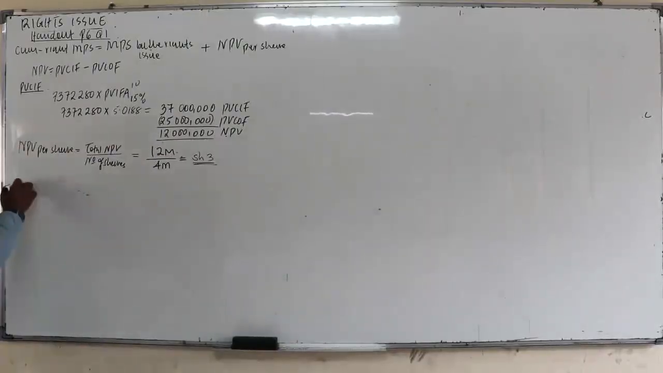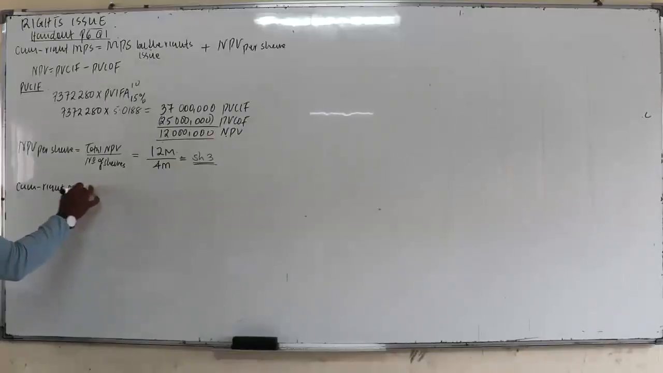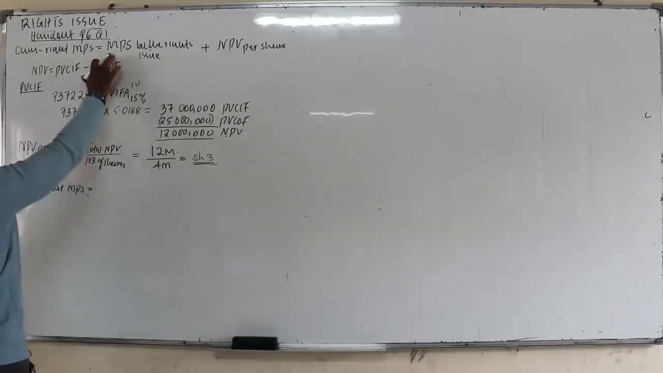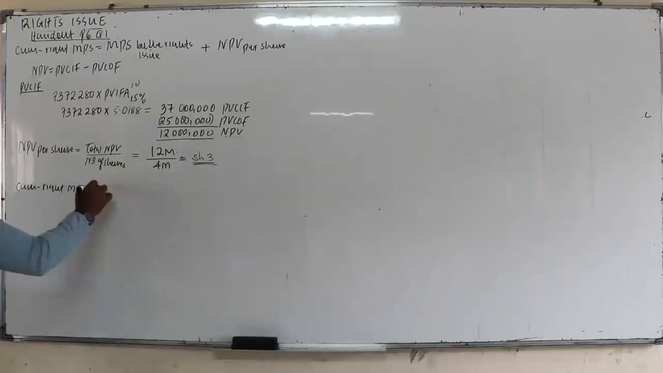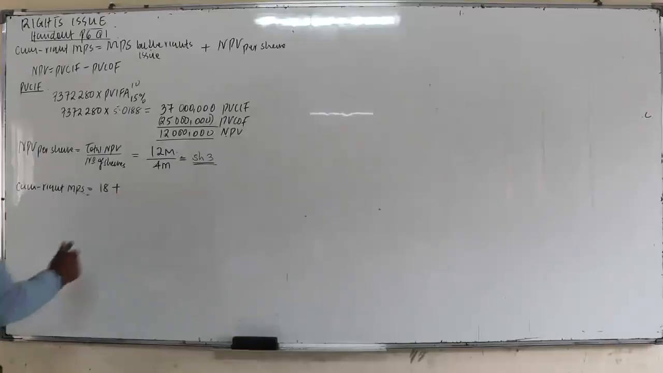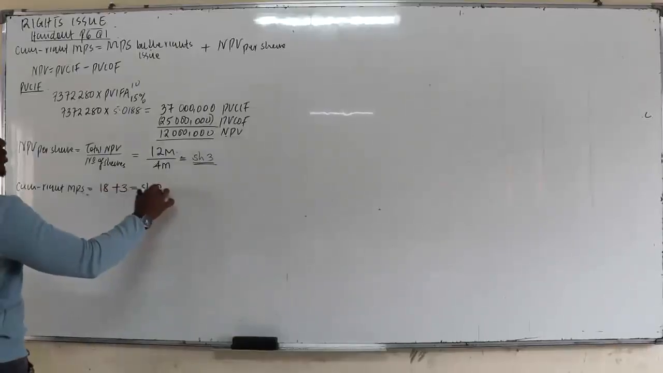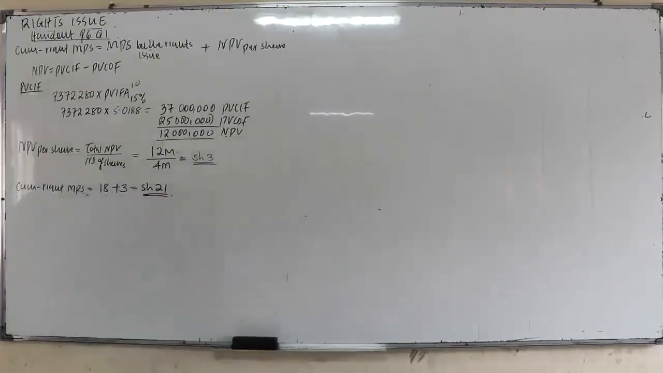So therefore, come right market price per share. You take the market price per share before the rights issue, which was 18 shillings, and then we add the NPV per share, which is 3 shillings. Therefore, the come right market price per share will be an amount of 21. Good. Can copy?